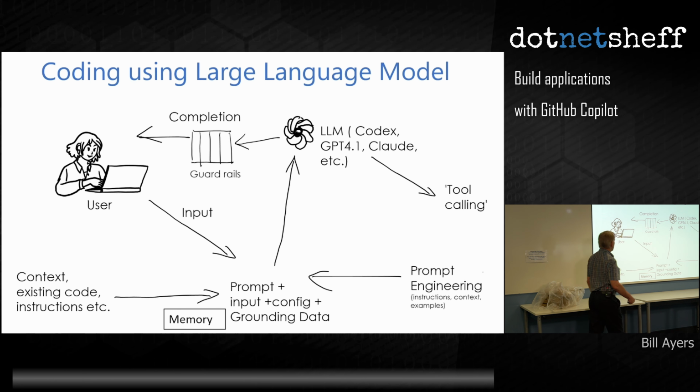So, coding with a large language model. We start with the large language model. That's the sort of engine behind it. But there's quite a lot that's built around that to build something like GitHub Copilot.